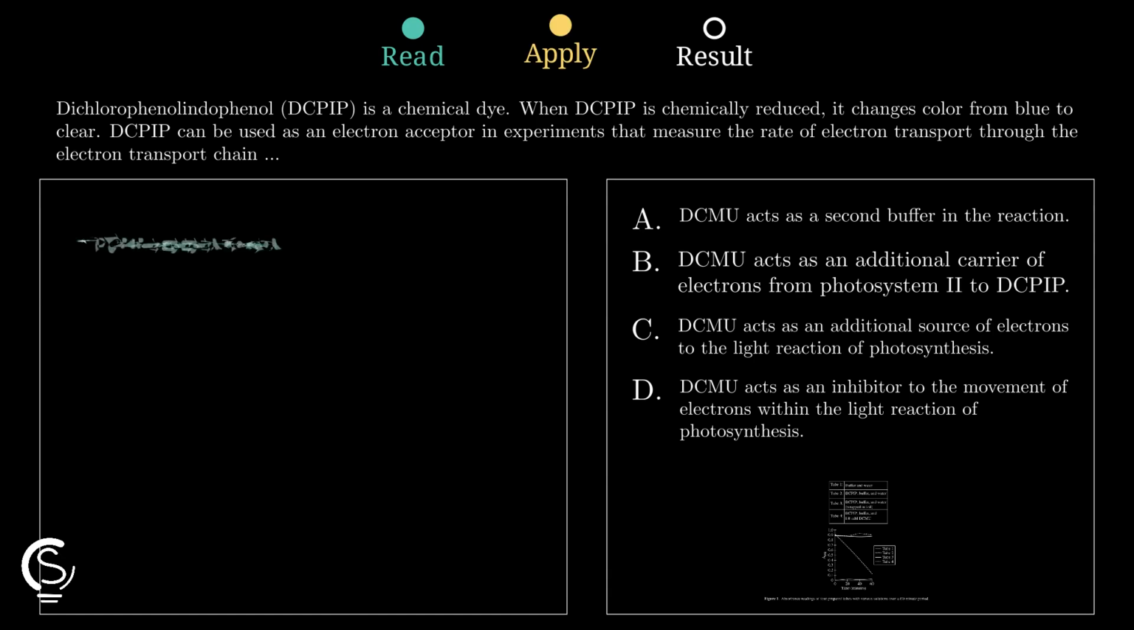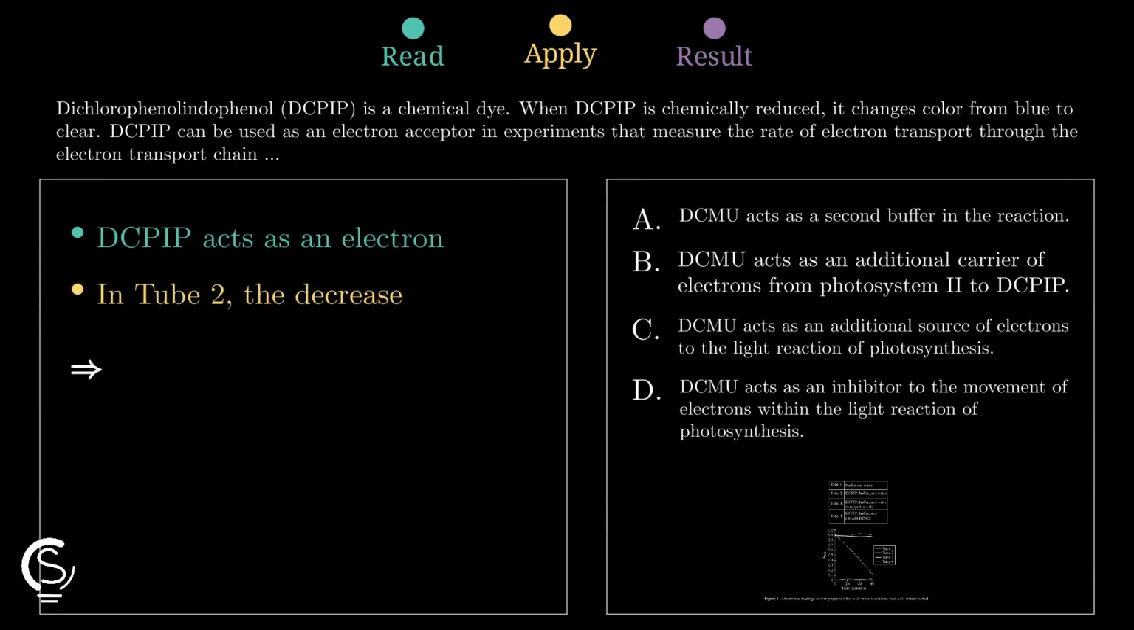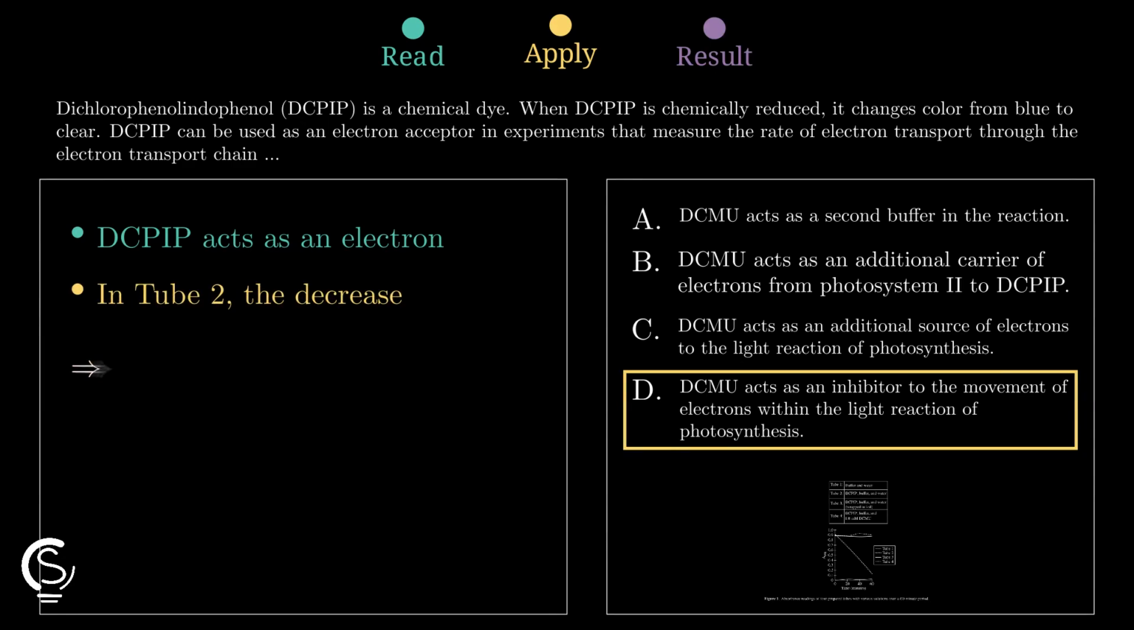Next, look at the data for tube 4 where DCMU is added. The absorbance stays high, meaning the DCPIP is not being reduced because the electron flow has been stopped completely. Since electrons do not reach the dye, DCMU must block the transport chain. This makes option D the only logical choice.